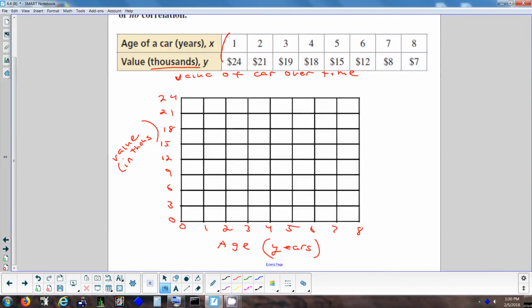Now, this thing that I just circled, it's got an x and a y value. It's not a fraction. It's a point. It's a coordinate. So now graph the coordinate 1, 24,000. So go 1, 24. Put a dot. Okay.